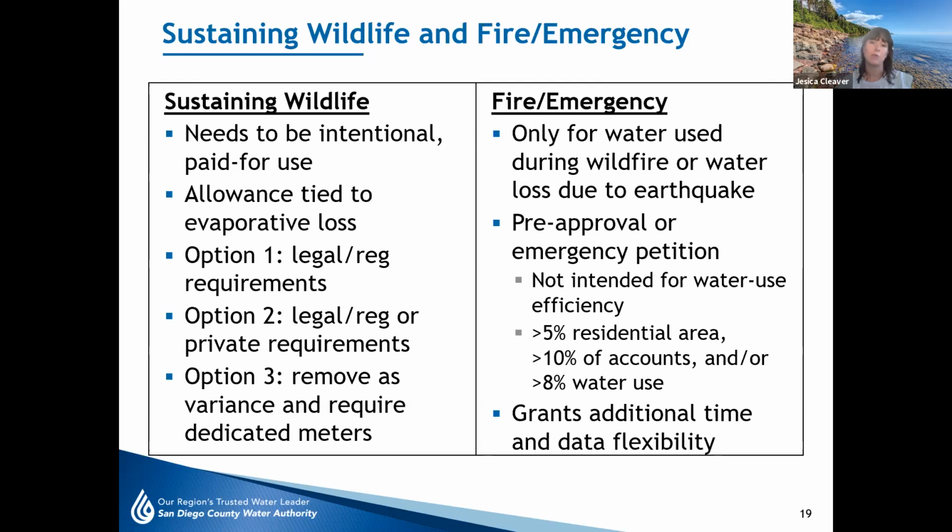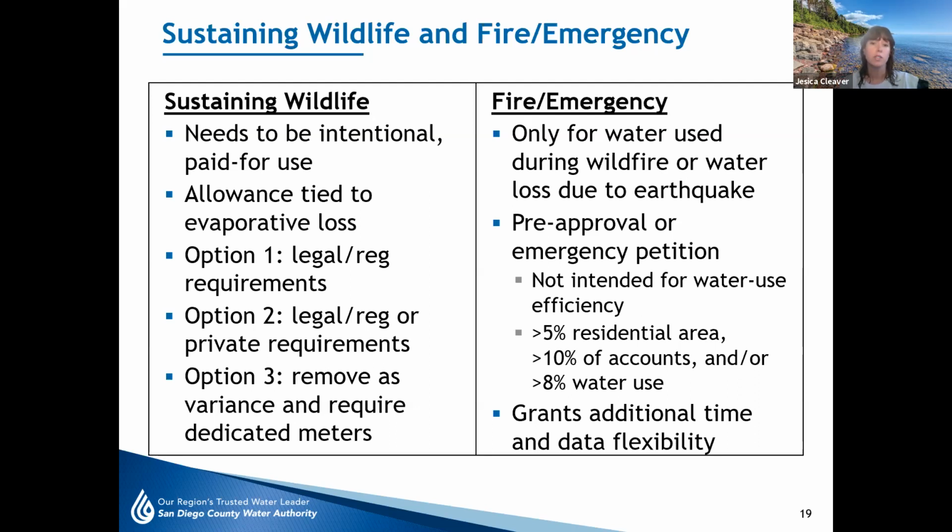Next is fire and emergency use. So this is only for water used during wildfire or water loss due to an earthquake. What does not qualify for this variance is water used on areas as a method of fire prevention. It's only during an active emergency.